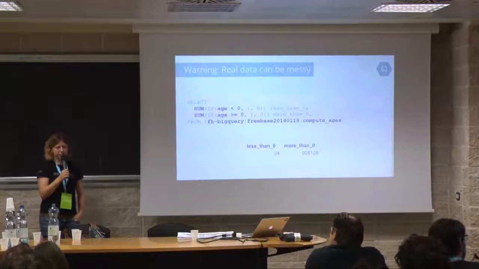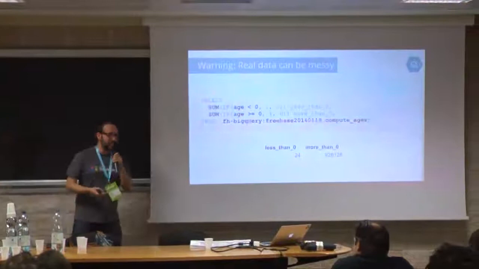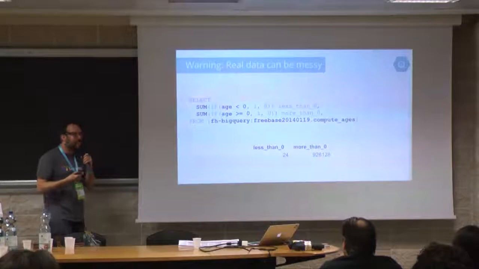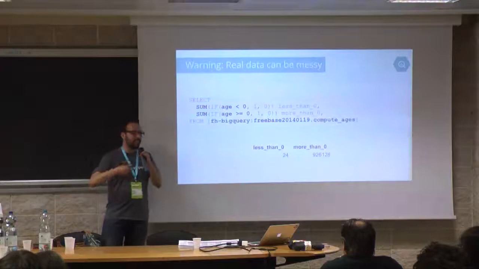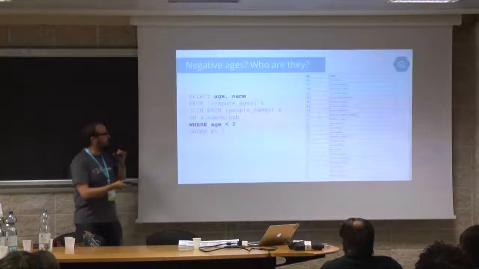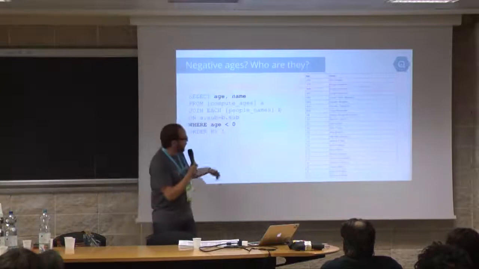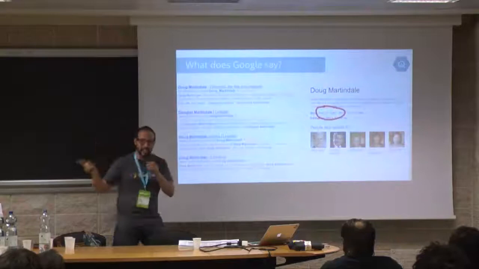Exactly. Basically, when you're working with a real data set, if your data set is perfect, don't trust it. Every data set has cleanliness problems. And here we have an easy way to see, okay, there are errors. At least the amount of errors is small. I can look for who these 24 people are, using my two tables that I just created. I have some names. I can look for any one of these. For example, Doug Martindale. Here we have the link with Google.